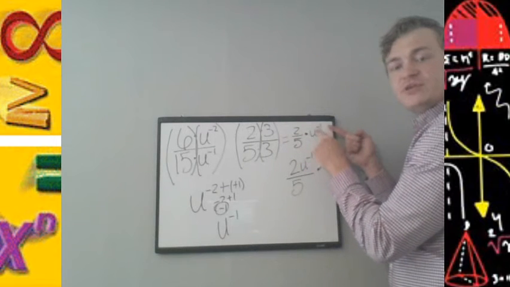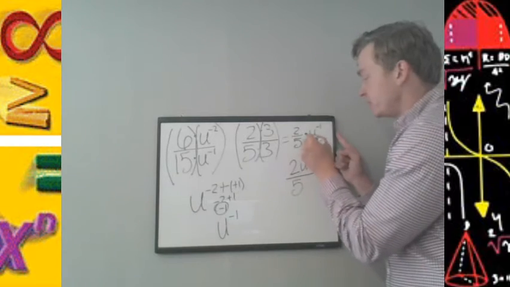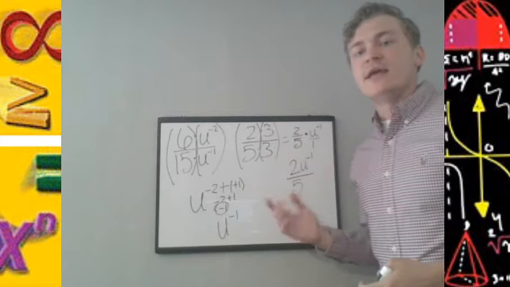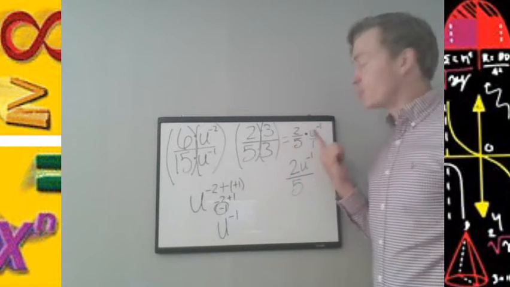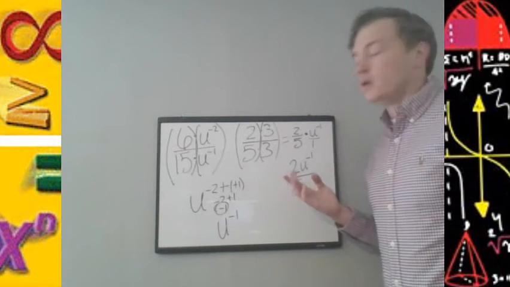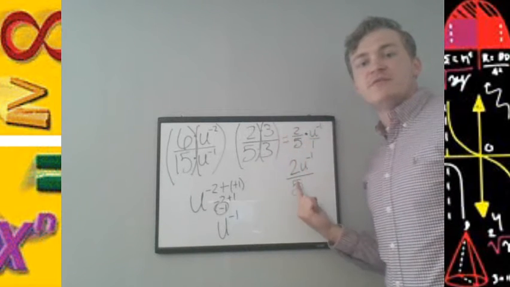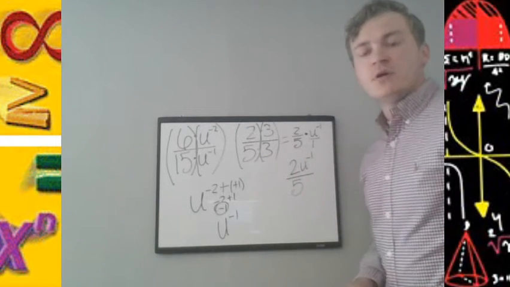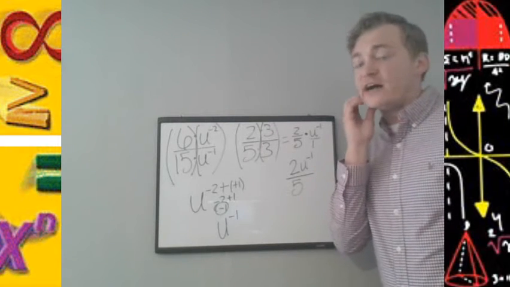2/5 times u to the -1 can be expressed, because what is u to the -1? It's understood to be a fraction divided by 1. Oh, that's so cool. Any number is understood to be divided by 1. Therefore, any number can be seen as a rational number like this. u to the -1 divided by 1 is simply u to the -1. But a fraction times a fraction, you multiply straight across. 2 times u to the -1. 5 times 1 is 5. And there we have our single fraction there, 2u to the -1 all over 5.